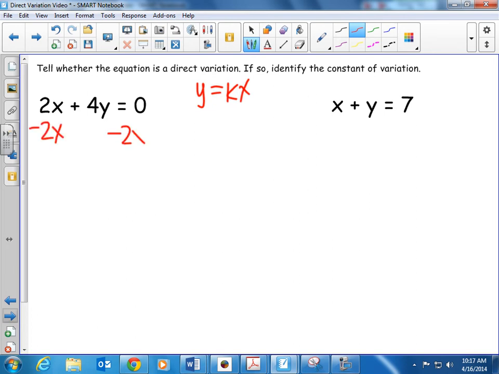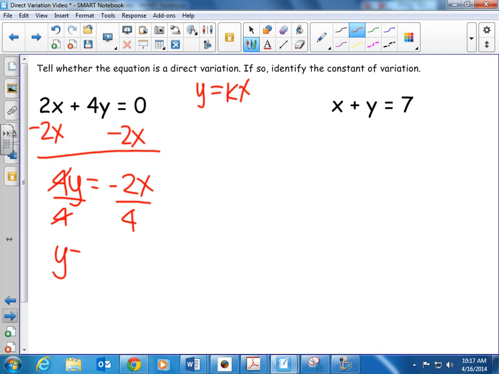So we know to subtract 2x from each side, and I get 4y equals negative 2x. Now divide each side by 4. I'm trying to get y all by itself. I get y equals negative 2/4 x. Well, how do we reduce negative 2/4? That would reduce to negative 1/2 x. Is this written in the form y equals kx? Well, indeed it is. The k, the constant of variation, is negative 1/2 in this situation.